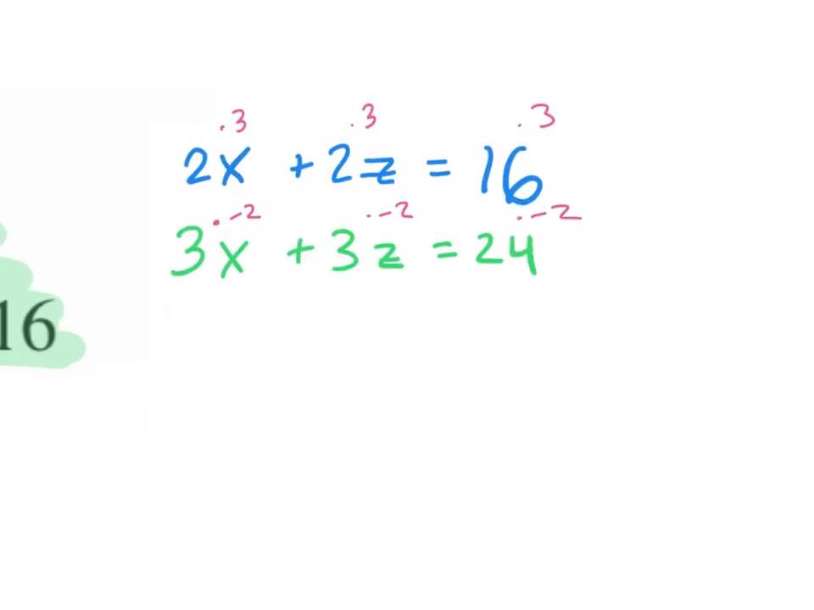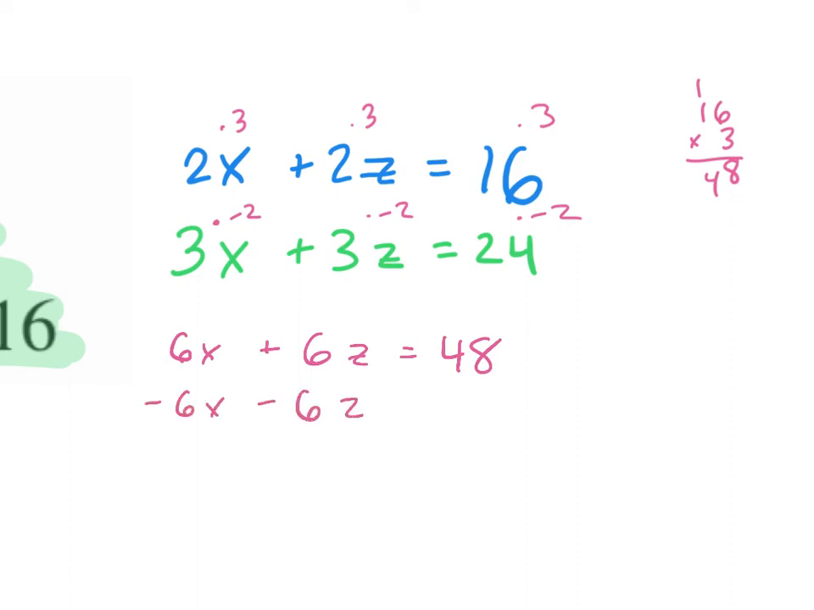So our top equation becomes 6x plus 6z is equal to 16 times 3, which is 48. And then our bottom equation, we need to multiply everything by -2, so we have -6x minus 6z is equal to -48. Now that we can combine these two equations and cancel out one of our variables, we see the x's cancel out. What happens to our z's?